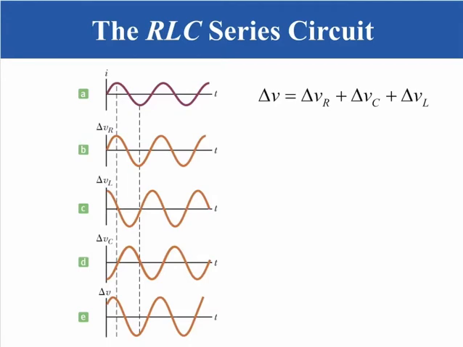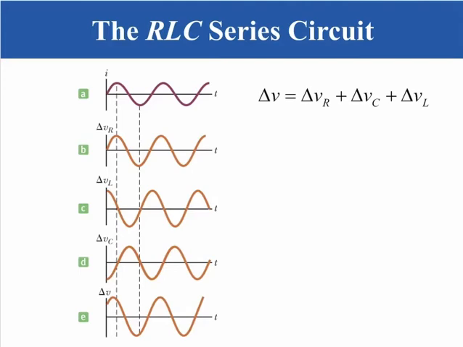Figure B shows that the instantaneous voltage across the resistor is in phase with the instantaneous current. Figure C shows that the instantaneous voltage across the inductor leads the current by 90 degrees. Figure D shows that the instantaneous voltage across the capacitor lags the current by 90 degrees. The net instantaneous voltage supplied by the AC source equals the sum of the instantaneous voltages across the separate elements.